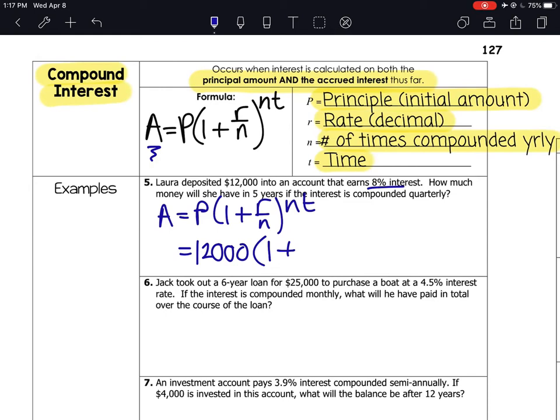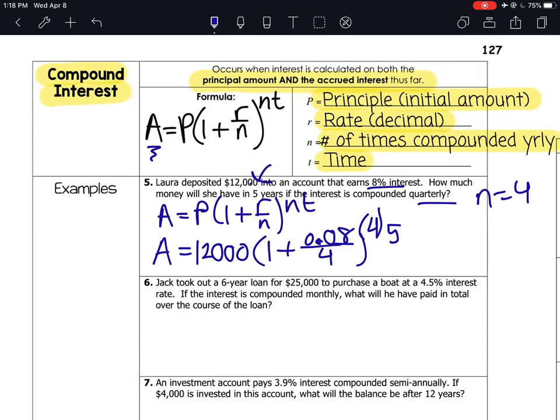That earns 8% interest. So that's 1 plus, and then here you're going to do 0.08, because don't forget your interest has to be in decimal form. Okay, and then it says how much money will she have in 5 years. So 5 years right there is your time. So 5 years, and then it's compounded quarterly. So when something is compounded quarterly, that means it's compounded 4 times per year. Just like having 4 quarters in a dollar. So your N is 4. So that means this is a 4, and this is a 4.